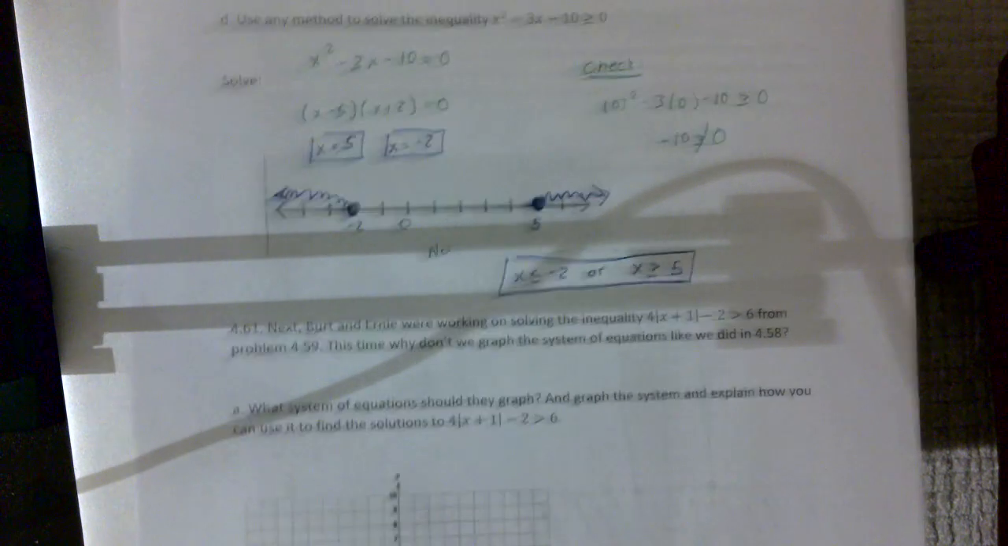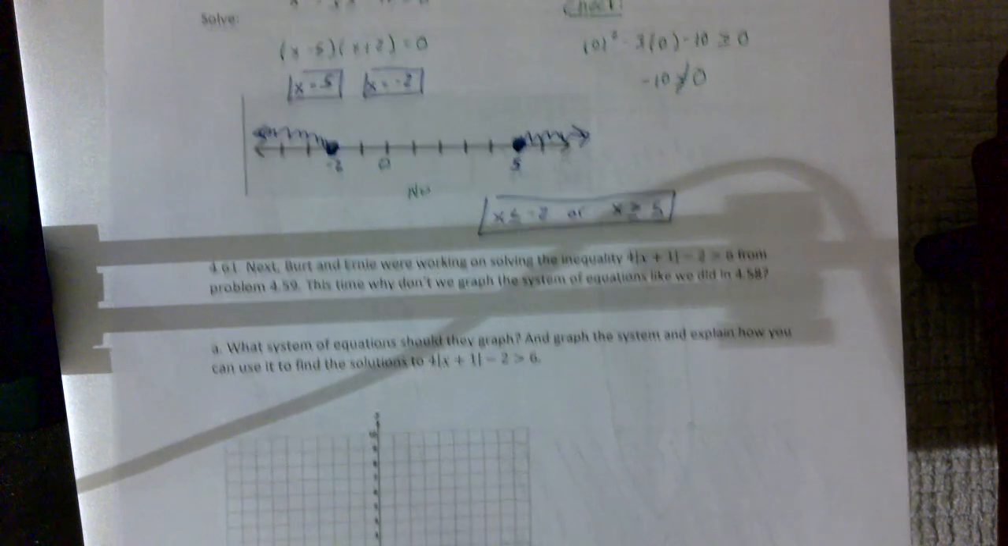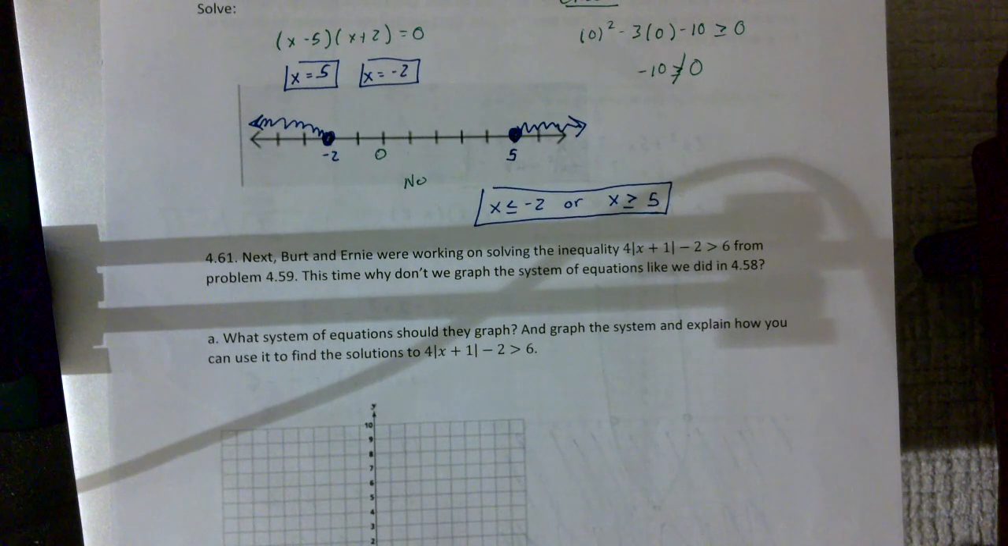Now, the next problem, we're going to keep on rolling here. It says, next, Bert and Ernie were at it again, and they were working on the inequality 4 times the absolute value of x plus 1, minus 2, is greater than 6, from problem 459. This time, why don't we graph the system of equations like we did with 458? So we're talking about the solution for each one that we talked about in the last problem. It says, what system of equations should we graph, and graph the system and explain how you can use it to find the solution.